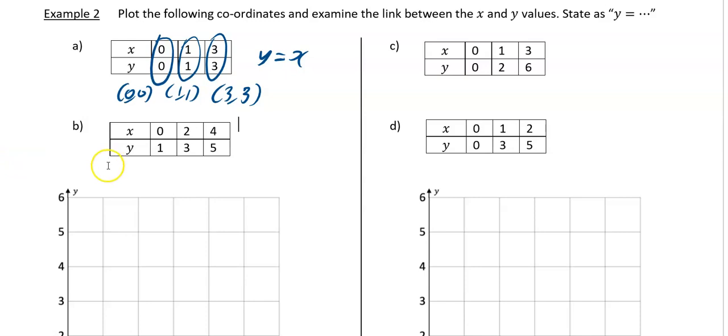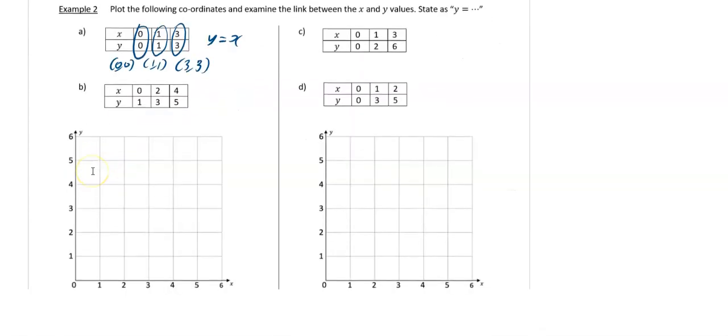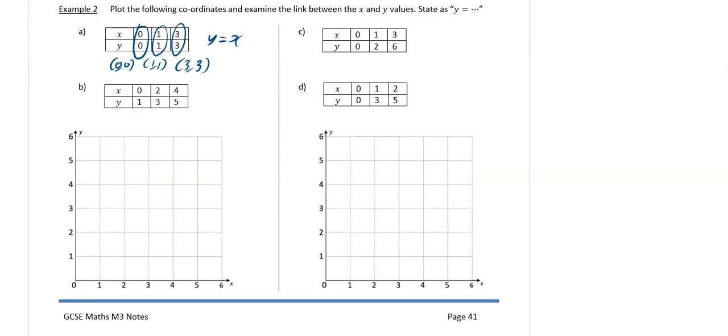So if we do that, bear with me. If you do that, and you can see on this graph below, I want to plot (0, 0) is going to be here, (1, 1) is going to be here, and (3, 3) is going to be here. And this is where it's going to be tricky for me drawing a straight line on this thing.